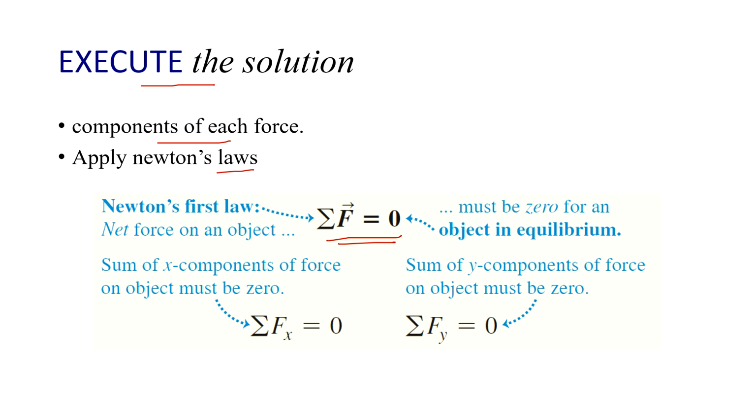Check whether the body is in equilibrium or not. Check whether the body is accelerating or not. If the body is not accelerating, that implies that this is the context for Newton's first law. That means that the sum of all the forces acting on the body is zero. The sum of all the x components of forces acting on the body should be zero. The sum of all the y components of forces acting on the body should be zero.